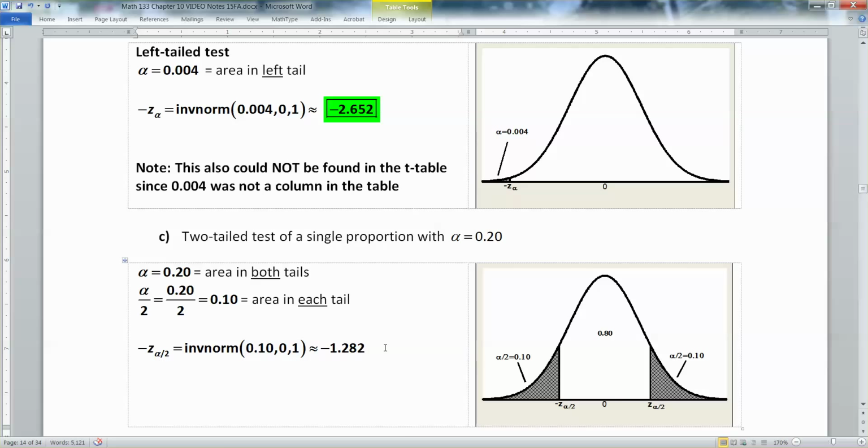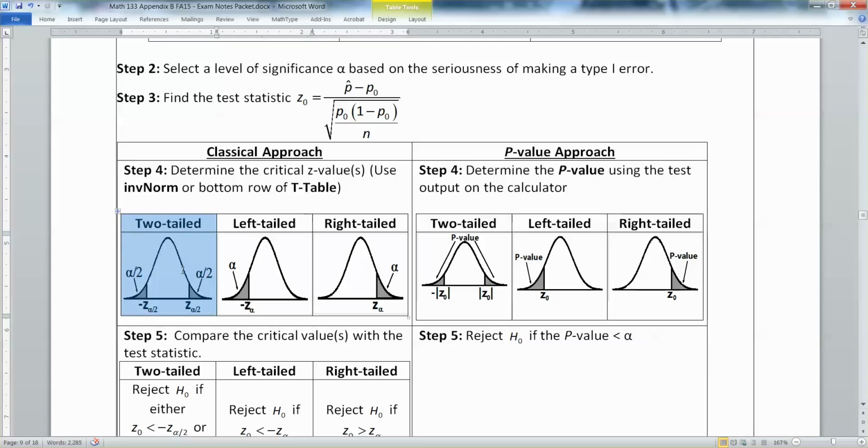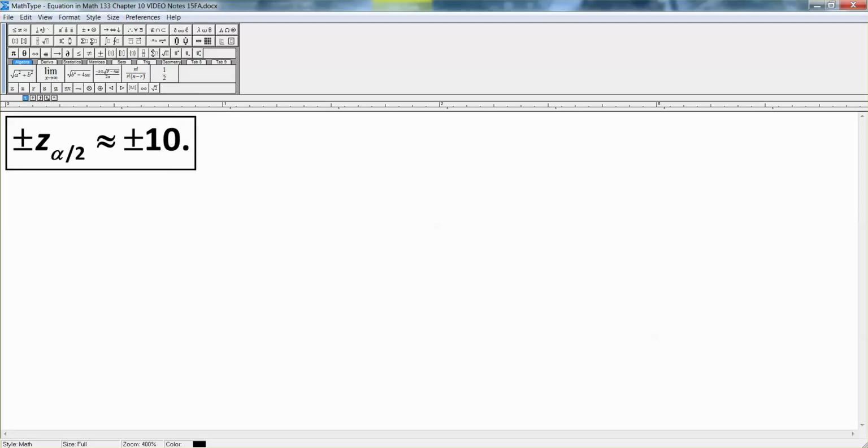So I need to find both of them. I'm looking for both critical values. If you look at your picture right here, you're looking for the two-tailed picture. So you need a negative and a positive, right? So there's two critical values. That's why I put value and then S in parentheses, because sometimes it's one, i.e. one-tailed tests, left-tailed and right-tailed, and sometimes it's two with a two-tailed test. Okay, so if we know this, then we know that Z alpha over 2 plus or minus is equal to plus or minus 1.282. That'll get us both our positive and our negative answers. Oops, 1.282, not 2.652. My fault. There we have it.